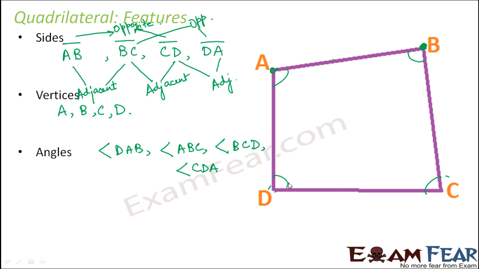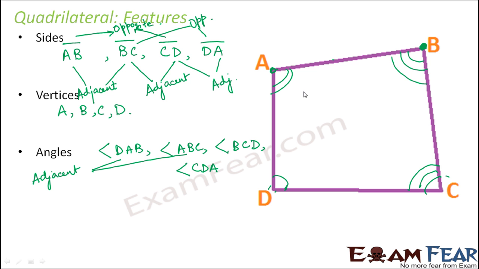In case of angles also, the angles which share a common side are called adjacent angles. So in this case, which are the adjacent angles? For example, angle DAB and angle ABC. These are adjacent angles. Why? Because this angle and this angle share a common side, that is AB. Similarly, this angle and this angle are adjacent angles because they share a common side BC.